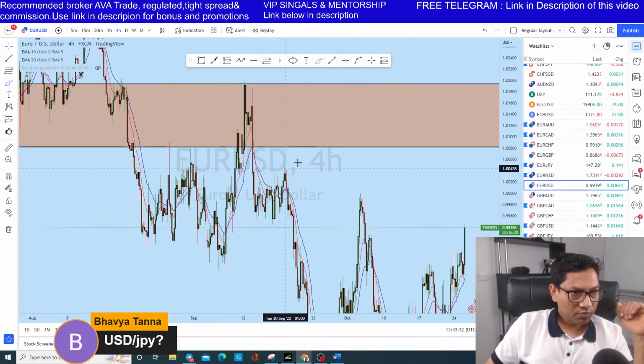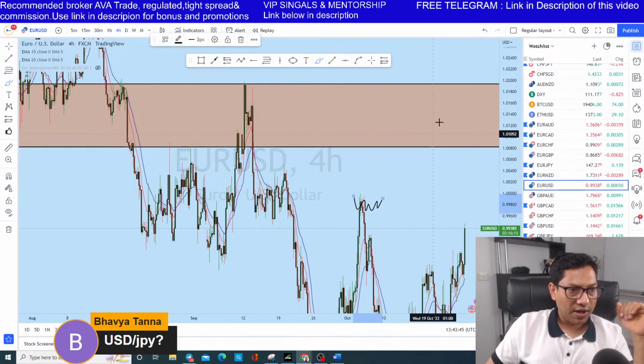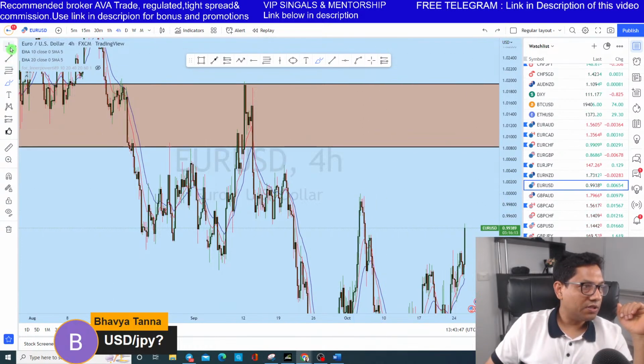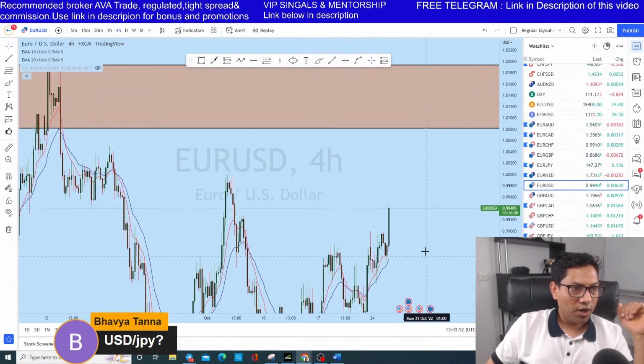Now on the 4-hour, this is what you need to pay attention to when you are trading. See, there is a pattern here. You see that this top created this big move, and then again a vertical move like this, okay, and then created this kind of price action. After that we have seen a big drop.